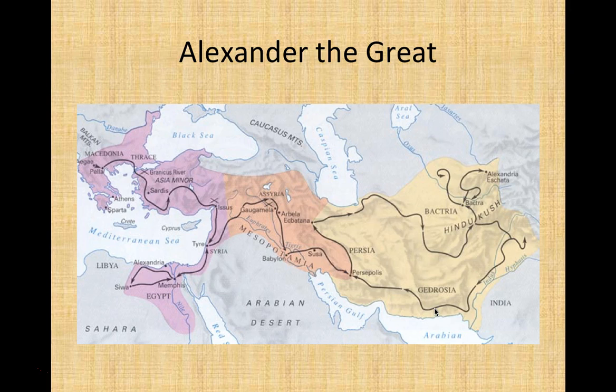It should be noted, first of all, that Alexander understood the disadvantages that he operated under. His army was small, only a few thousand, maybe a few tens of thousands of men, compared to the Persians, who could field an army of several 100,000.